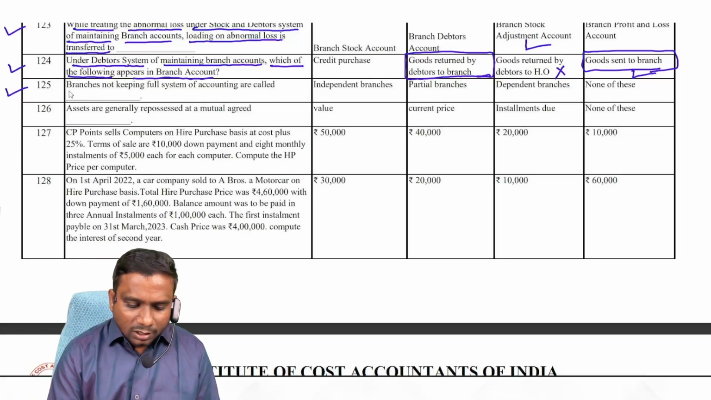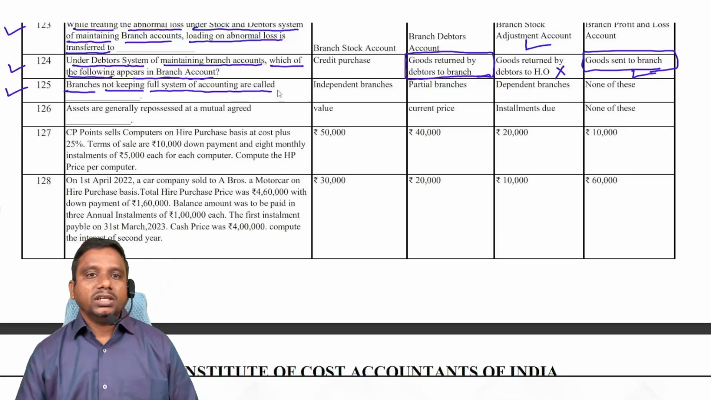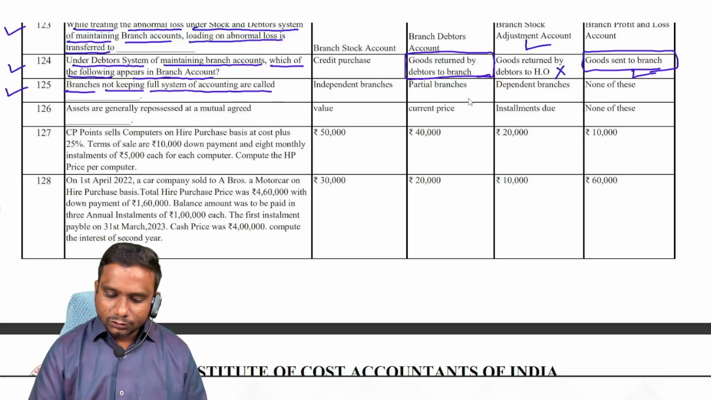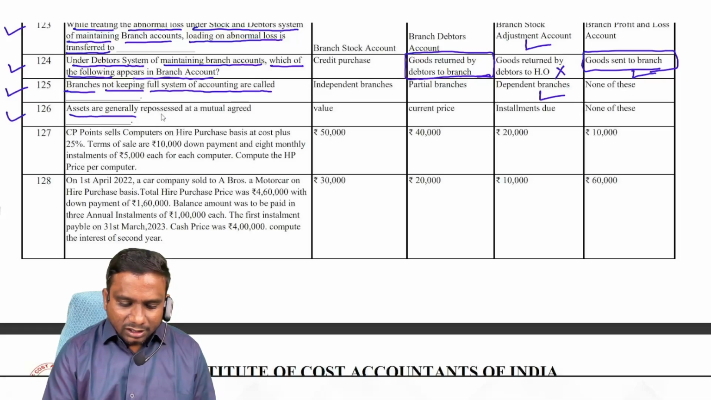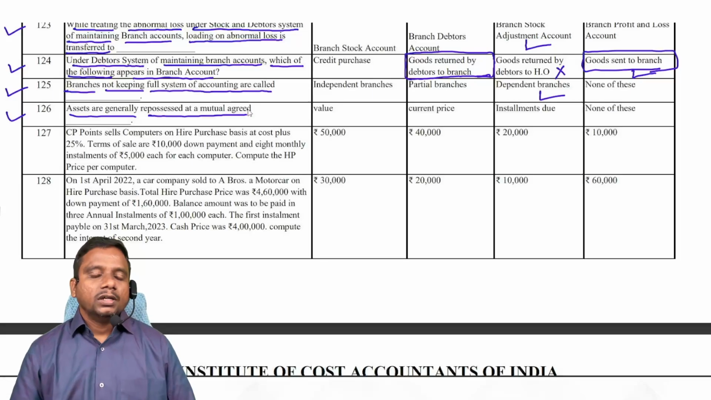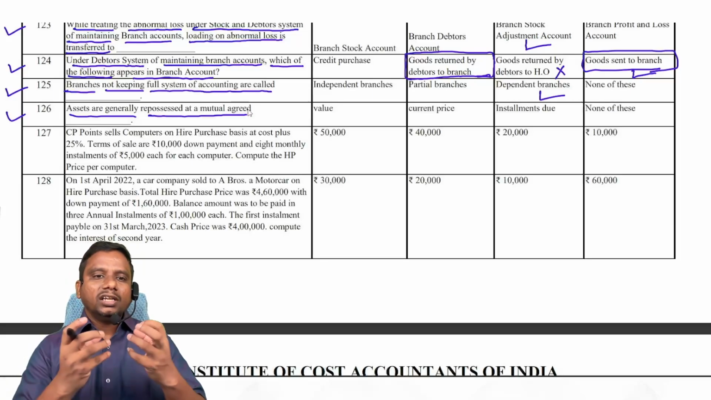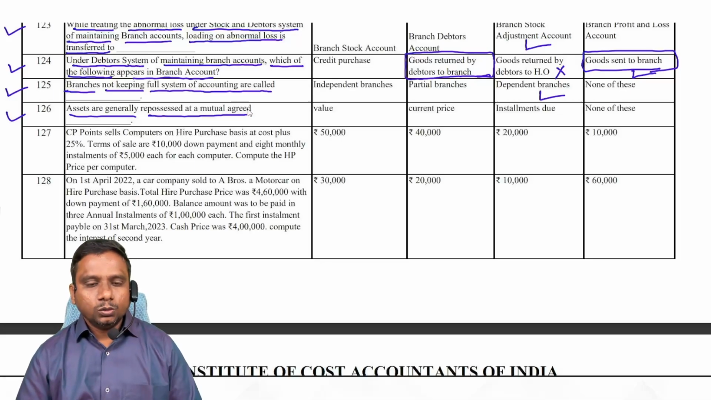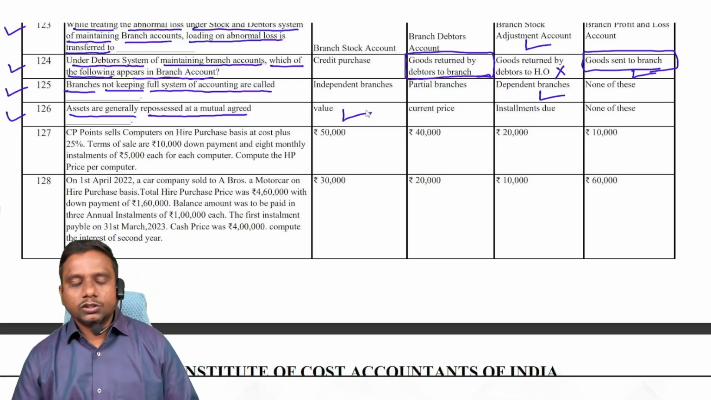Next 125. Branches not keeping full system of accounting are called dependent branches. Yes or no, students? 126. Assets are generally repossessed at a mutual agreed value. In case of default by the hire purchaser, the hire vendor will repossess the goods at what value? Mutual agreed value, not at current price or installments due.